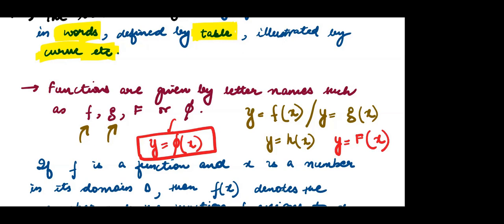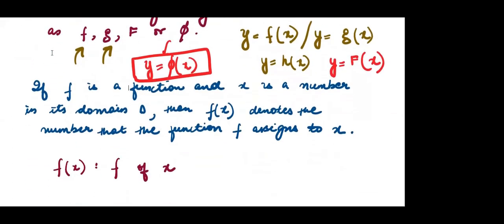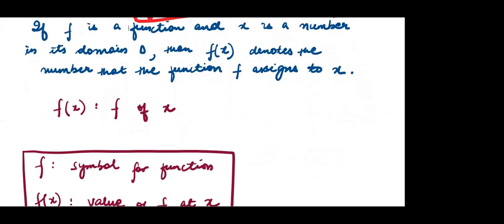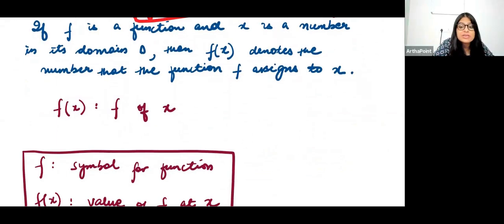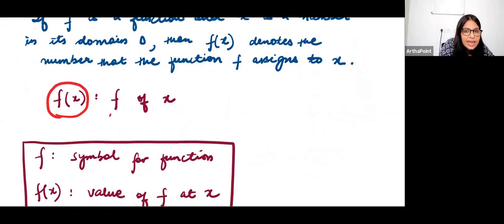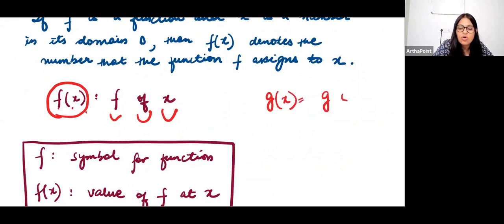Now, you also have to understand that whenever I'm representing f of x, this simply says f of x. How do you read this thing? This simply says f of x. So if I say g x, then this is g of x.